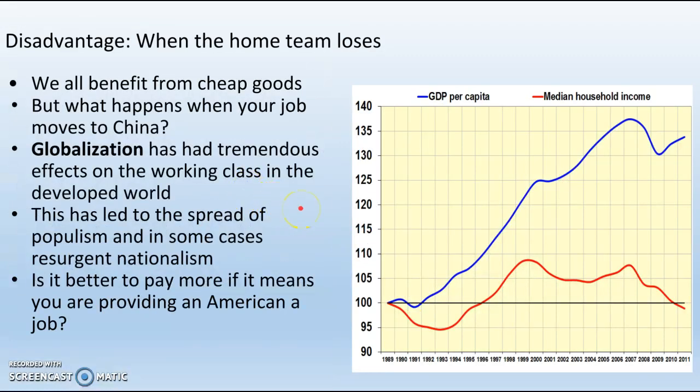Another disadvantage is when the home team loses. So we all benefit from cheap stuff, but what happens when your job moves to China? Globalization has had a tremendous effect on the working class in the developed world, the first world, like the United States. And this has led to the spread of populism and, again, in some cases, resurgent nationalism.